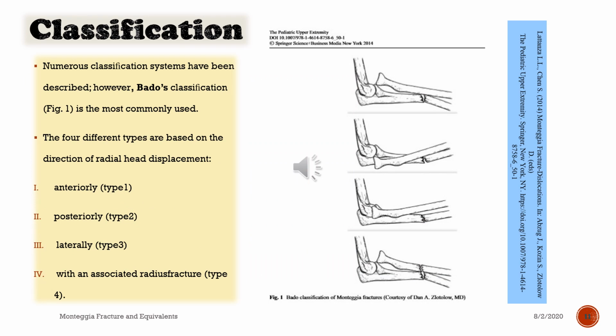Numerous classification systems have been described, however, Vardo's classification, Figure 1, is the most commonly used. The four different types are based on the direction of radial head displacement: anteriorly, type 1; posteriorly, type 2; laterally, type 3; with an associated radius fracture, type 4.